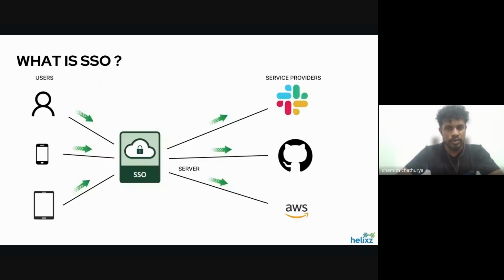What is a modern solution? What is SSO? This brings us to single sign-on. SSO acts as an intermediary between users and service providers, allowing the user to log in once and gain access to all their permitted applications without recreating credentials.